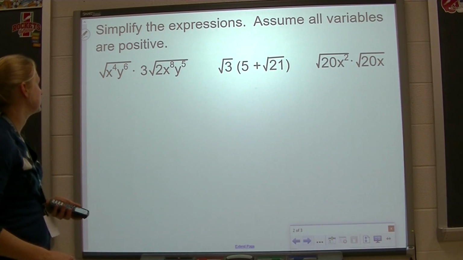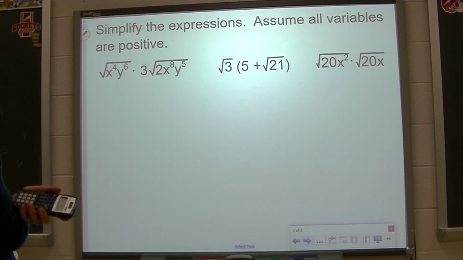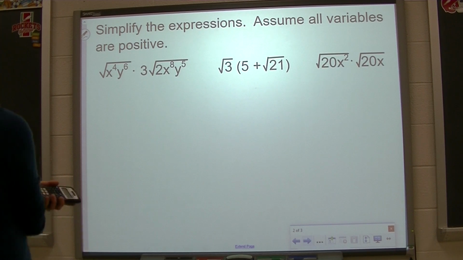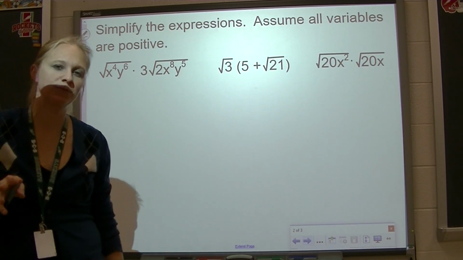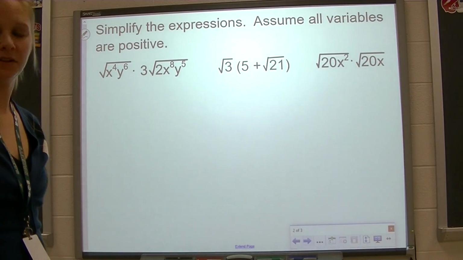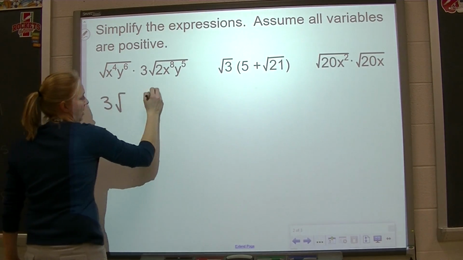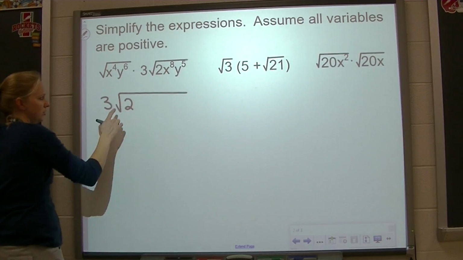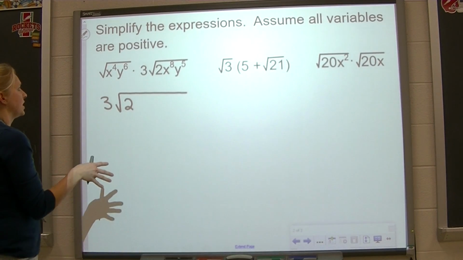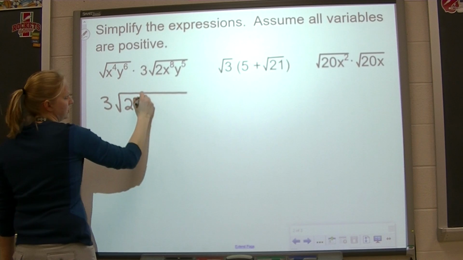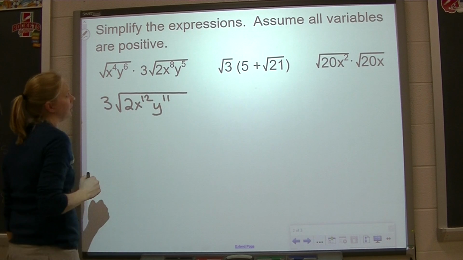So here, the square root of x to the 4th, y to the 6th times 3 square root of 2, x to the 8th, y to the 5th. Okay? So to do this, these are both square roots. So now we have to apply our rules of exponents, but it's under the radical. Okay, so it's going to be 3 times 1, so we'll have 3. And then square root of 2. Notice how I'm not multiplying the 2 and the 3 because I can't. Because the 3 is outside the radical and the 2 is underneath it. And then it's going to be x to the 12th and y to the 11th.